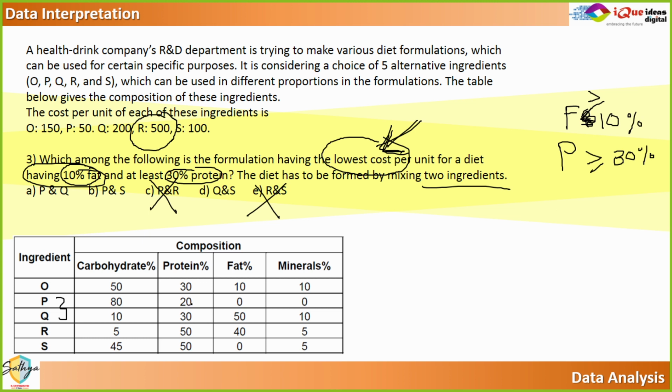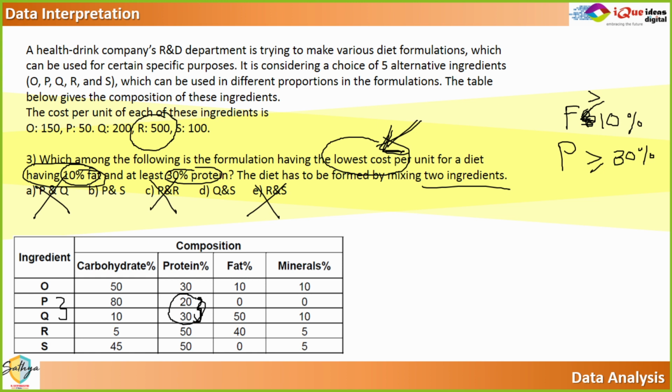Q, the protein for P and Q is 20 and 30. The average will be somewhere between 20 and 30. It can never be greater than 30. So P and Q cannot be my answer. Whenever you mix two quantities, the average value is always between them. It cannot be greater than the larger number. It cannot be smaller than the lesser number. So P and Q will not satisfy the condition of minimum 30% protein. So P and Q cannot be my option. Did you understand why P and Q gets eliminated?